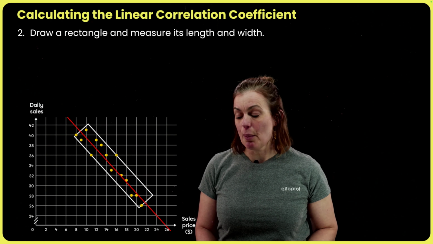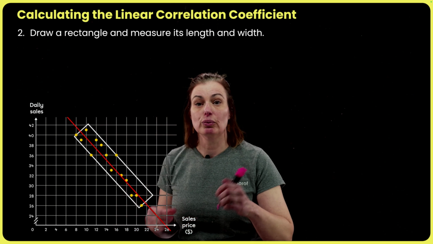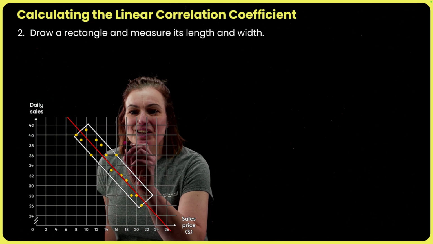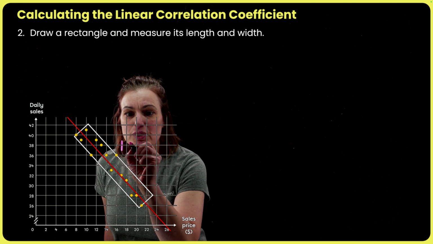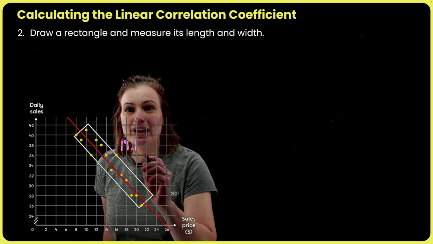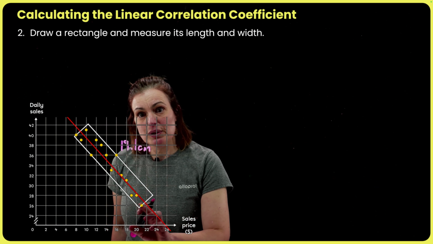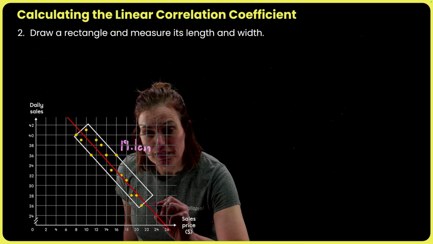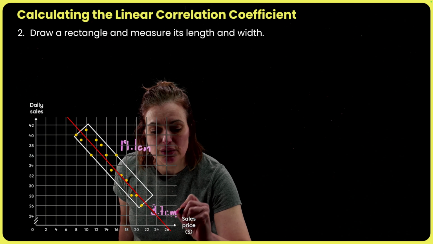So I need to now measure. And that just requires a ruler. There's nothing too big there. So when I measured the length of my rectangle, it came out to be 19.1, and this is in centimeters. And I need to use the same units on my width, and that width works out to be 3.7. It's also in centimeters.